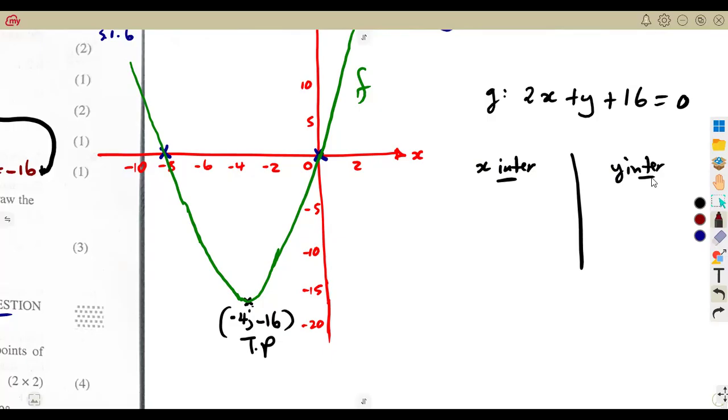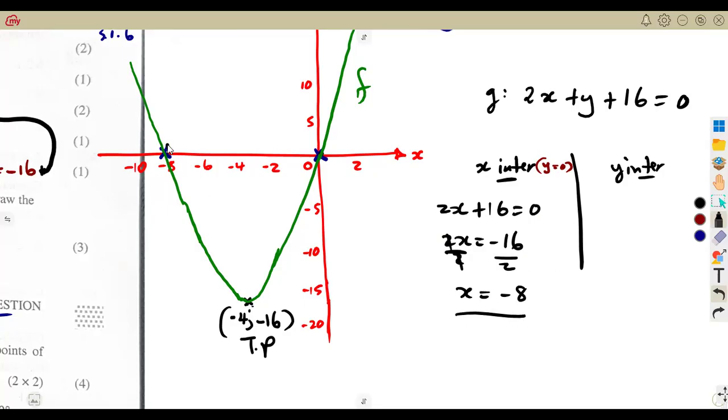For the x-intercept, we know that y is supposed to be equal to 0. So when y is equal to 0 here, solve for x. It means we're going to have 2x, there's nothing there, that's a 0, plus 16 is equal to 0. What is the value of x? 2x is equal to minus 16, divided by 2 by 2. So x is equal to minus 8. Remember, 16 to the other side changes. So this is our x-intercept at minus 8. So it passes through this point at minus 8, x-intercept.